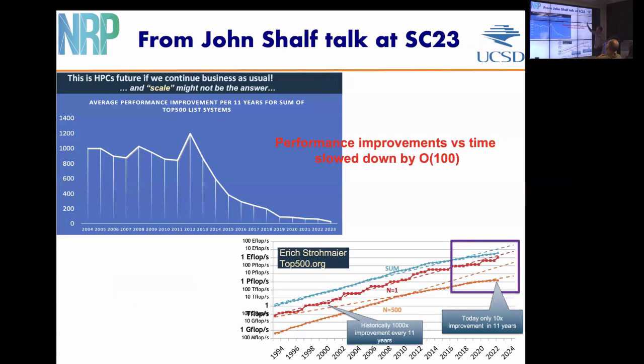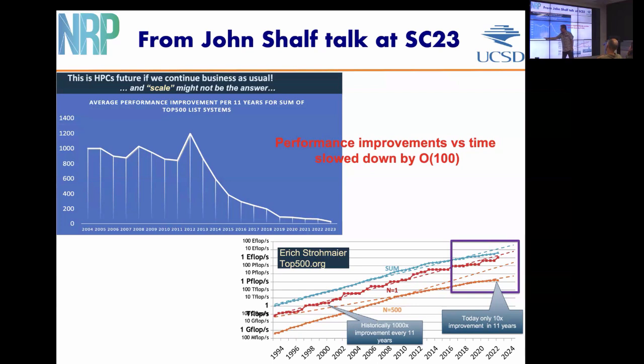I have one other slide from John Shalf from a talk they gave at SC23. I like this a lot because it's particularly disturbing. This now has real axes and real meaning. This is the multiplication factor that you get for the totality of the Top500 computing systems. In other words, you go through the Top500, sum up all of the compute capability of those systems, and then ask yourself, what was that 11 years ago? What is it today? Divide the two, and that's the y-axis.